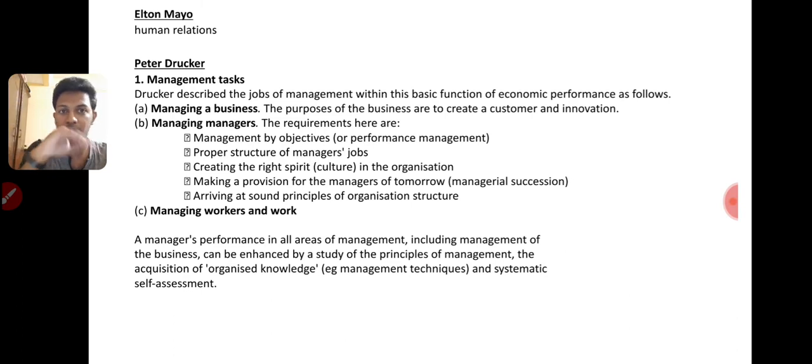So managing a manager: the requirements of management by objectives, proper structure, management jobs. A very simple theoretical explanation is managing workers and work. Managing the employees and the work. They are taken from their previous books, right?